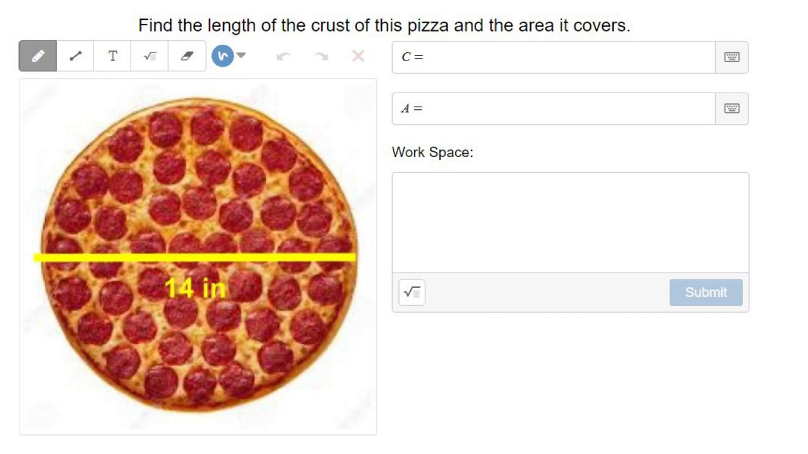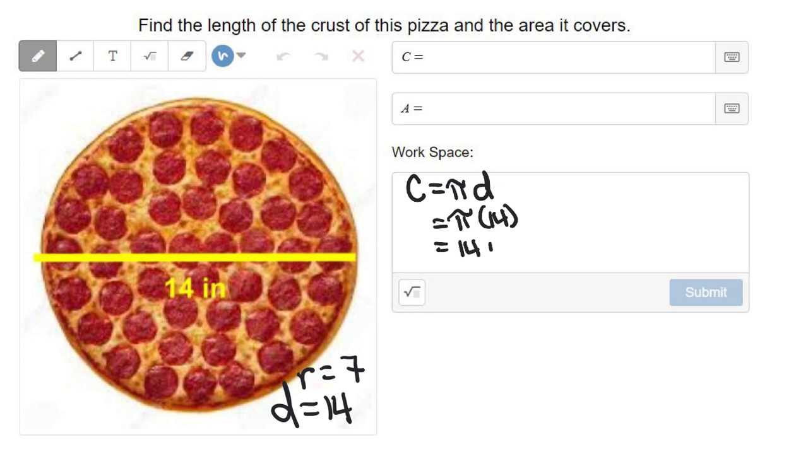Here we have a pizza. Okay, yummy looking pepperoni pizza. And we're doing circumference and area again. I'm going to use pi diameter because I can see that the diameter is 14. Okay, I will make note that means the radius is 7. So I have pi times 14. So 14 pi as an exact, or 43.96 inches as a rounded answer. So that would be the amount of crust around the pizza.